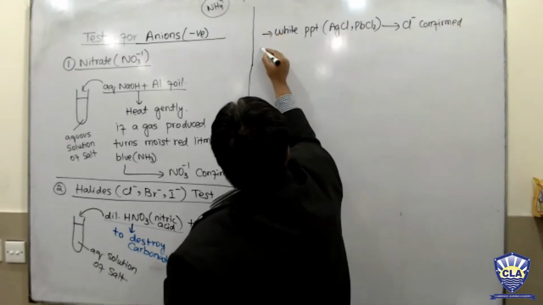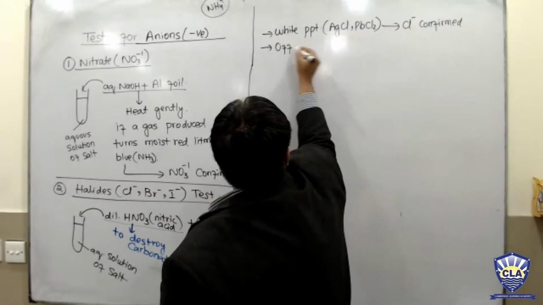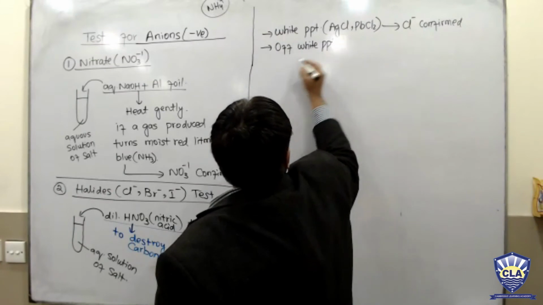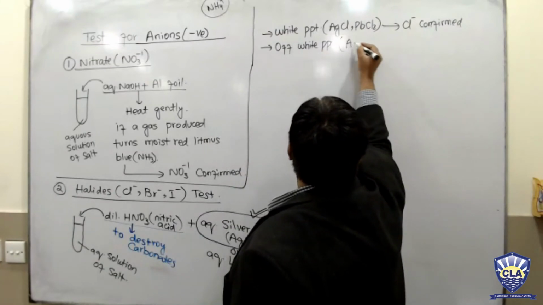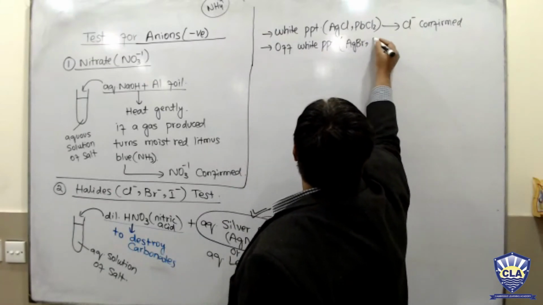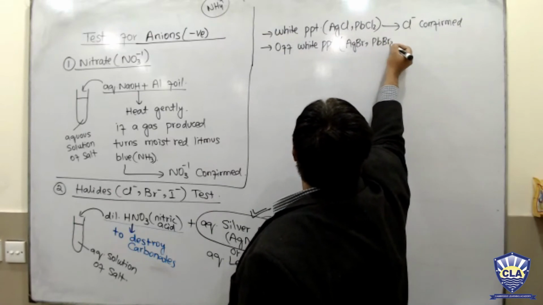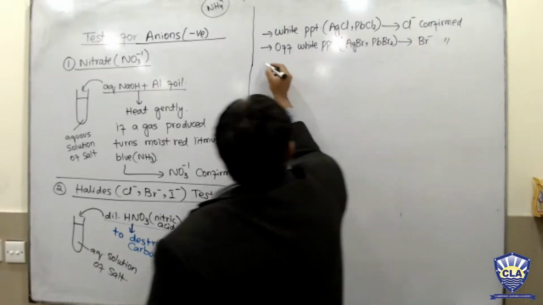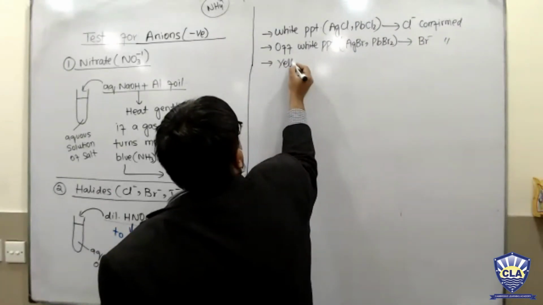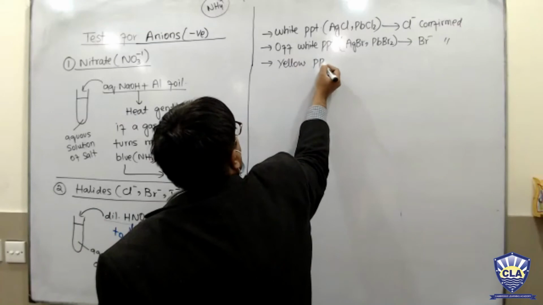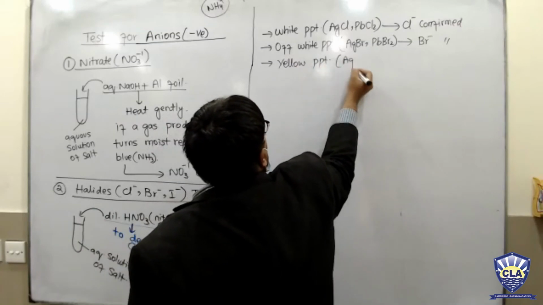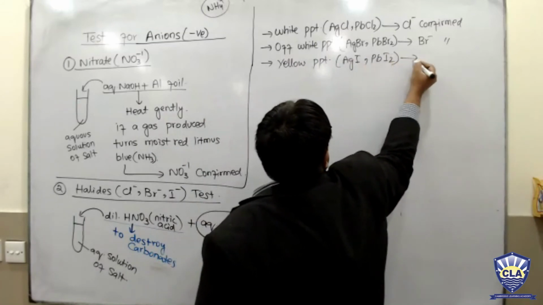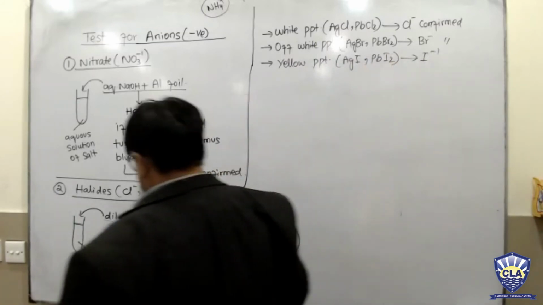And if an off-white precipitate, AgBr or PbBr2, is formed, your bromide is confirmed. And if a yellow precipitate is formed, that would be AgI or PbI2. So iodide is being confirmed.